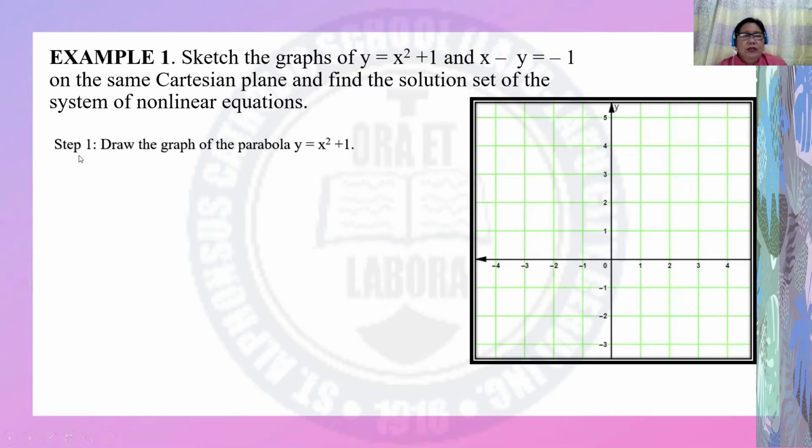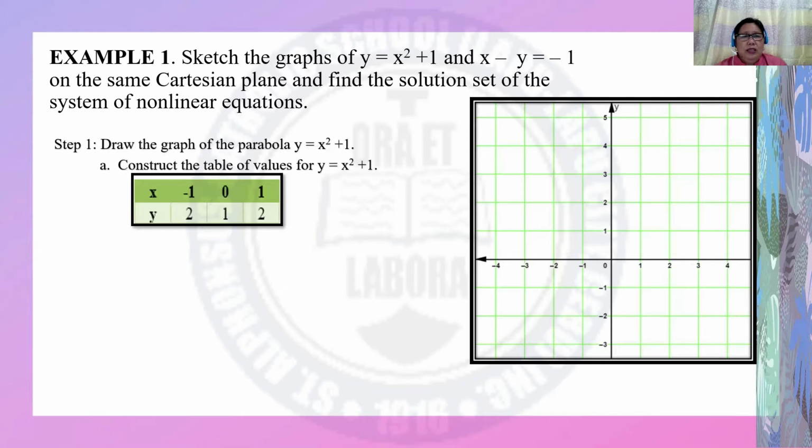For step 1, we have to draw the graph of the parabola y equals x squared plus 1. If you would like to construct the table of values, you can have it. If you would like to choose another way of sketching the parabola, it's up to you. So here, if we construct the table of values, we have to assign values to x. So x is negative 1, 0, and 1. If we substitute negative 1 to x, then square and add 1, it will give us positive 2.